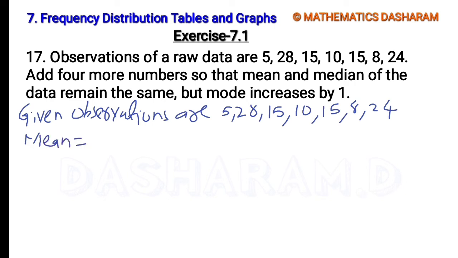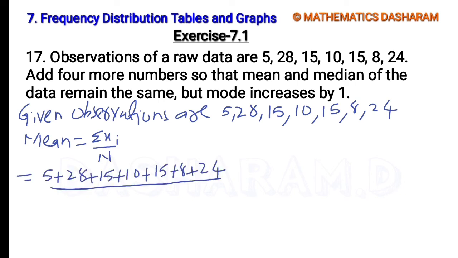Mean equals the sum of observations divided by the total number of observations. So 5 plus 28 plus and so on, divided by the total number of observations 1, 2, 3, 4, 5, 6, 7. So total 7 observations. Let's add all these numbers. 105 divided by 7. So 7 ones are 7. What is the remainder? 3, 7 5s are 35. So the mean answer is 15.